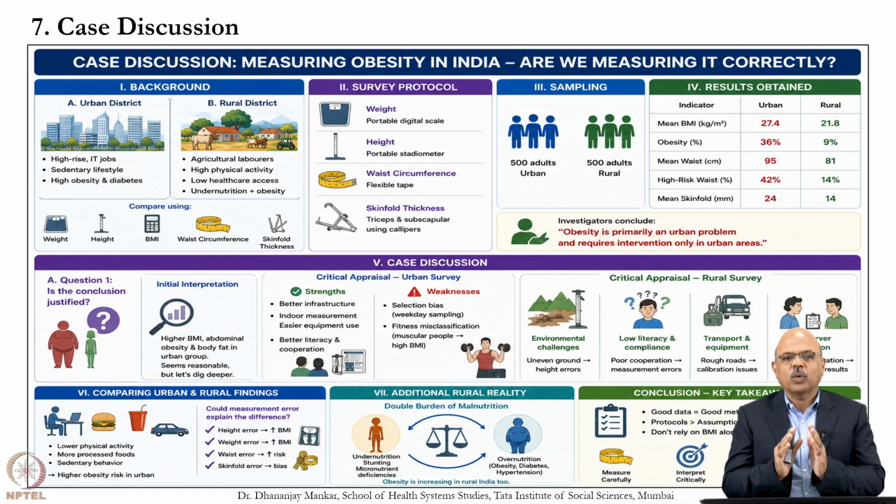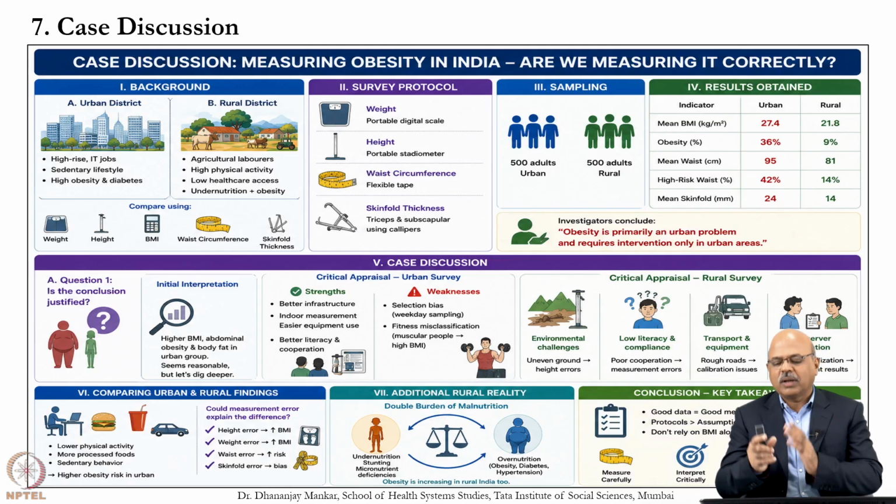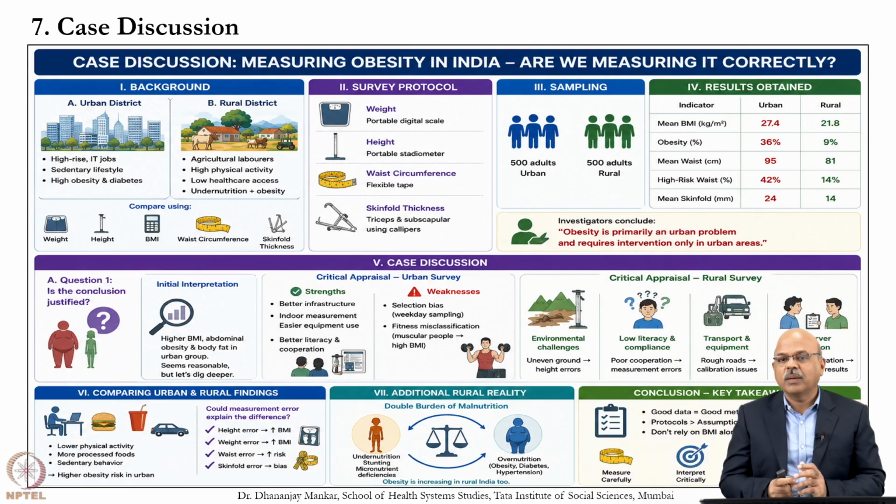We are comparing and we are using weight, height, BMI, waist circumference and skin fold thickness. Now the survey protocol is like this: for weight, a portable digital scale; for height, a portable stadiometer; waist circumference by flexible tape; and skin fold by triceps and subscapular using calipers. We have taken a sample of 500 each from the rural and urban areas, and the results are indicated over here. The results show that the mean BMI was 27.4 in urban, which is indicating towards obesity. In the rural it is 21.8, so it is in a moderate range.